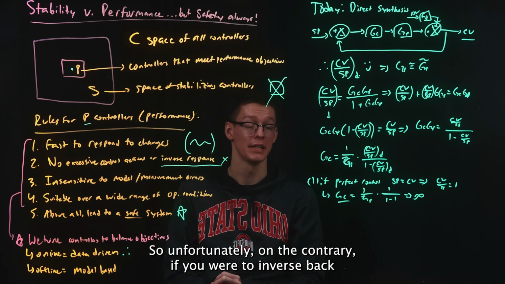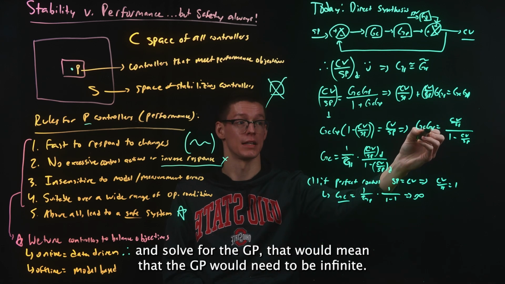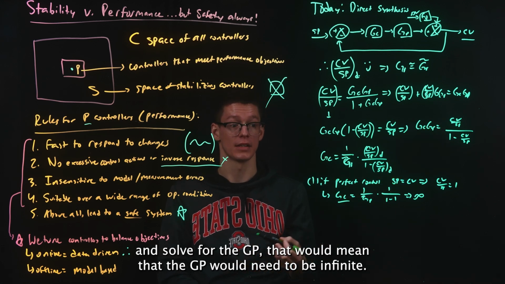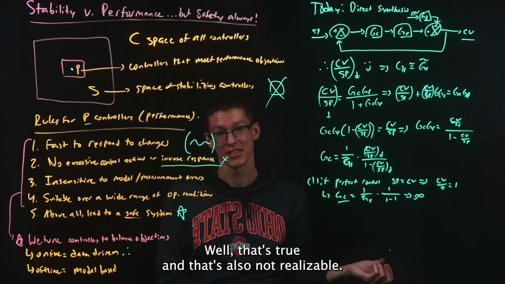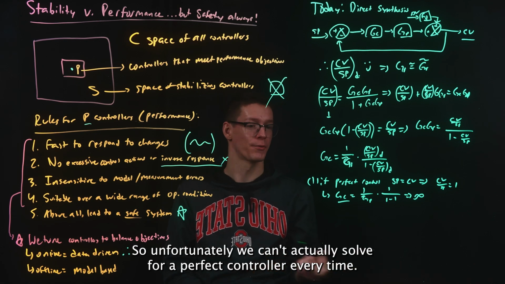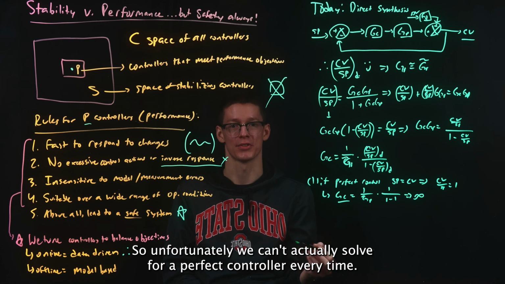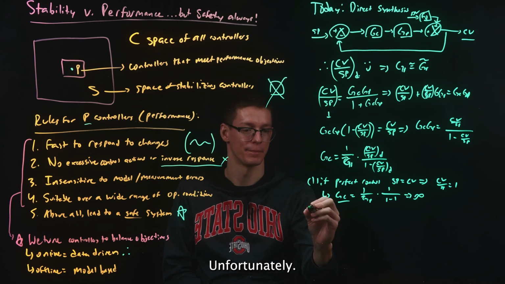On the contrary, if you were to inverse back and solve for the GP, that would mean that the GP would need to be infinite when that's true. And that's also not realizable. So unfortunately, we can't actually solve for a perfect controller every time.